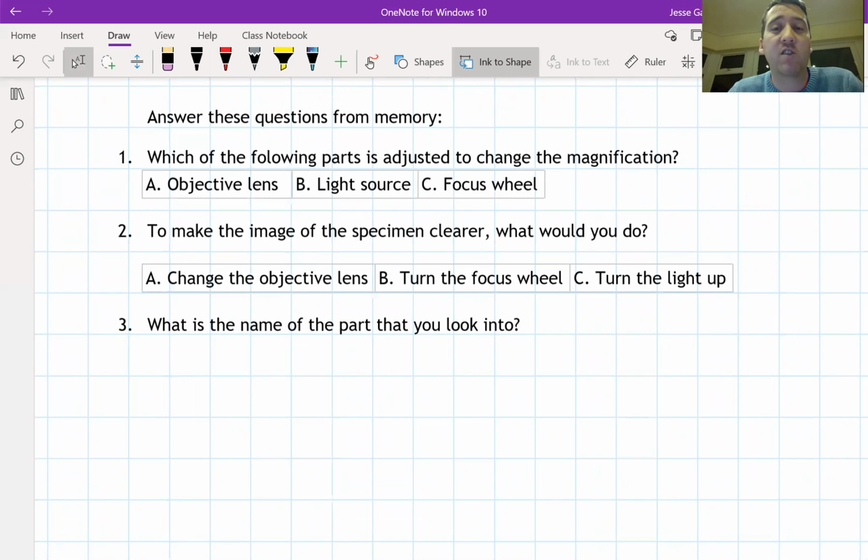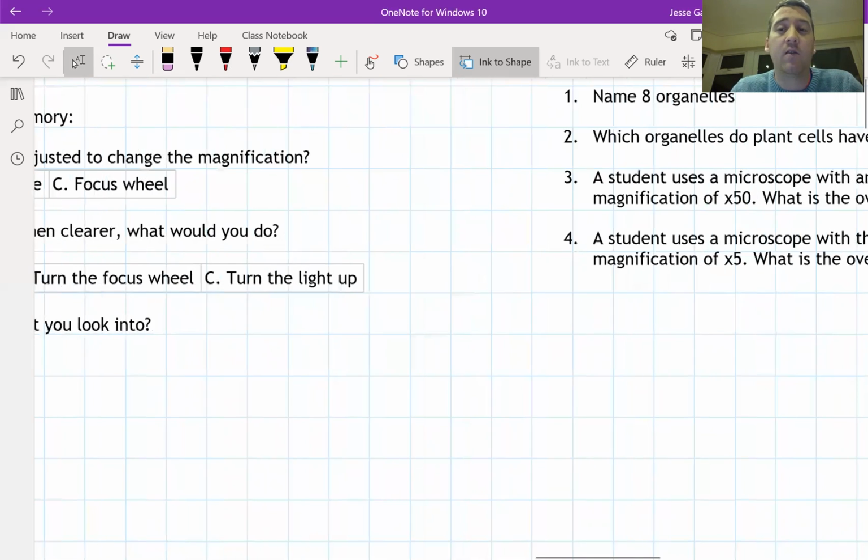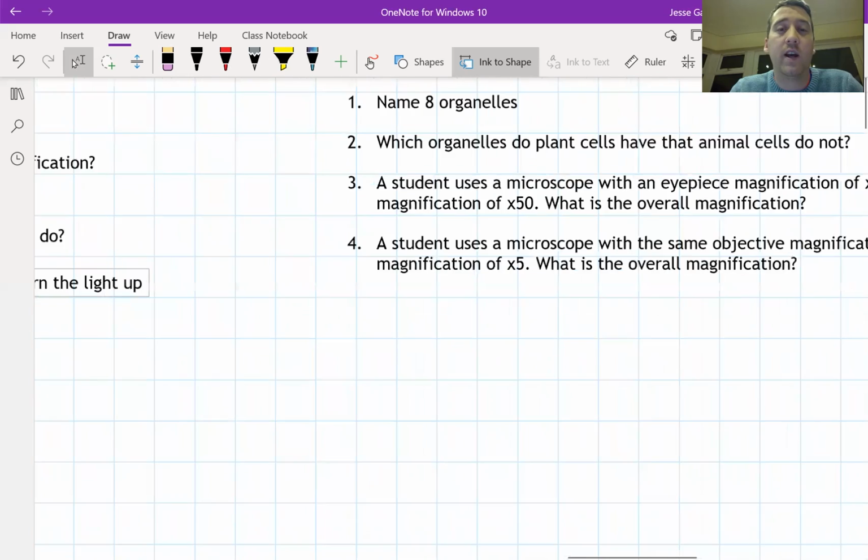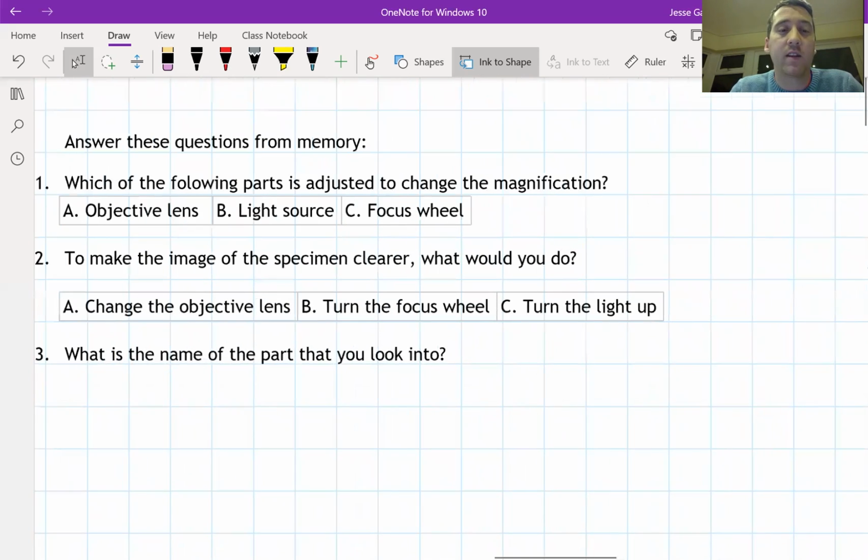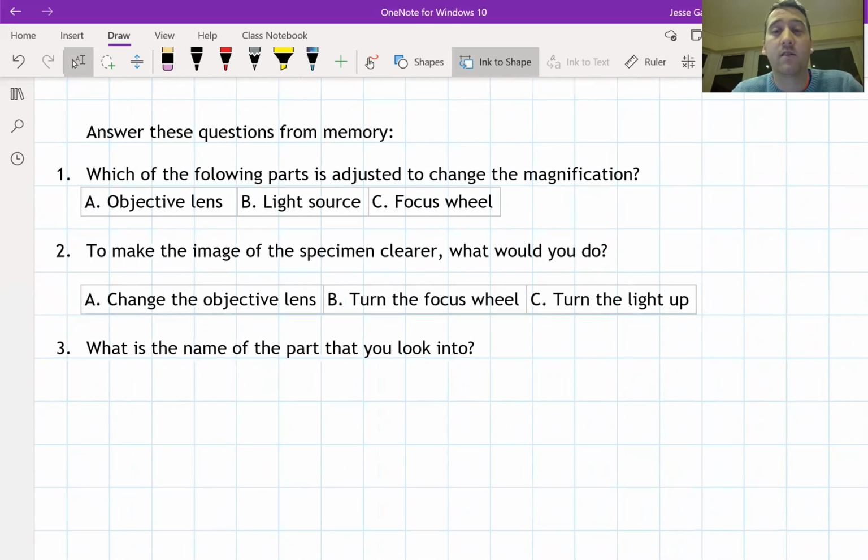To make this image of the specimen clearer, what would you do? You would turn the focus wheel to make it clearer. So if it's fuzzy or you can't see it, you need to turn the wheel until you can see it. Lastly, what is the name of the part you look into? The name of the part you look into is the eyepiece lens. Sorry, I don't have the answers done there. So it's the eyepiece lens. Okay.